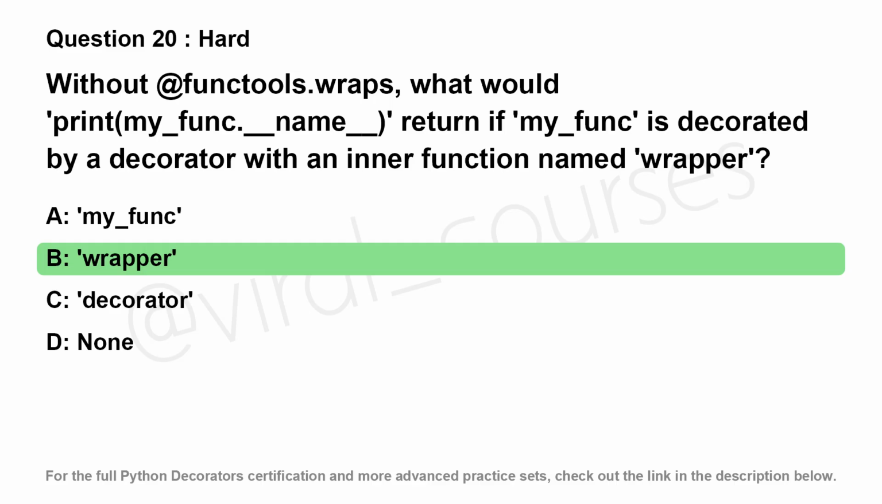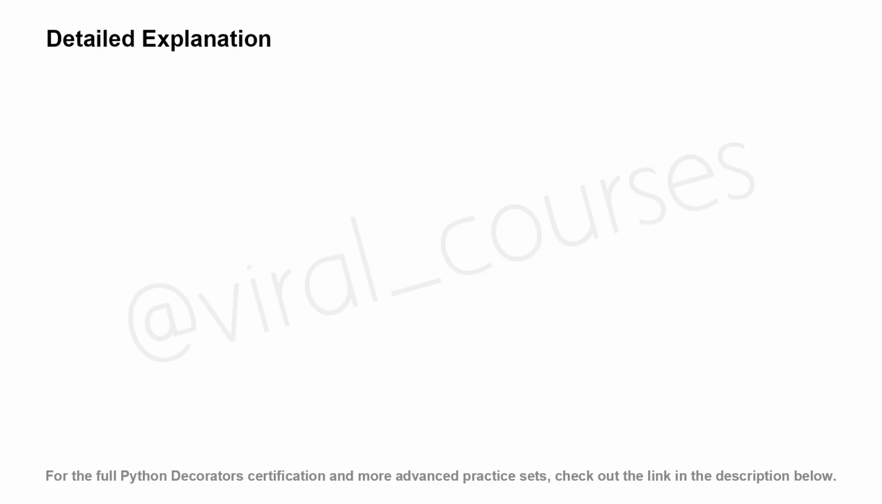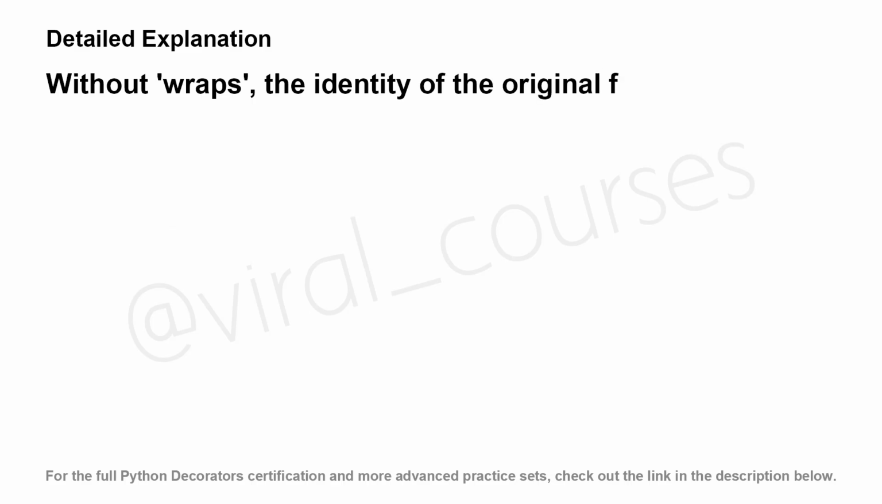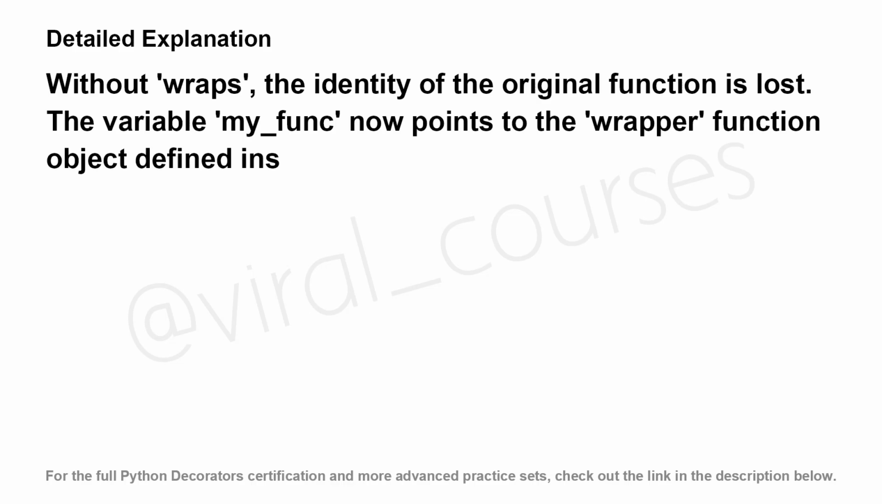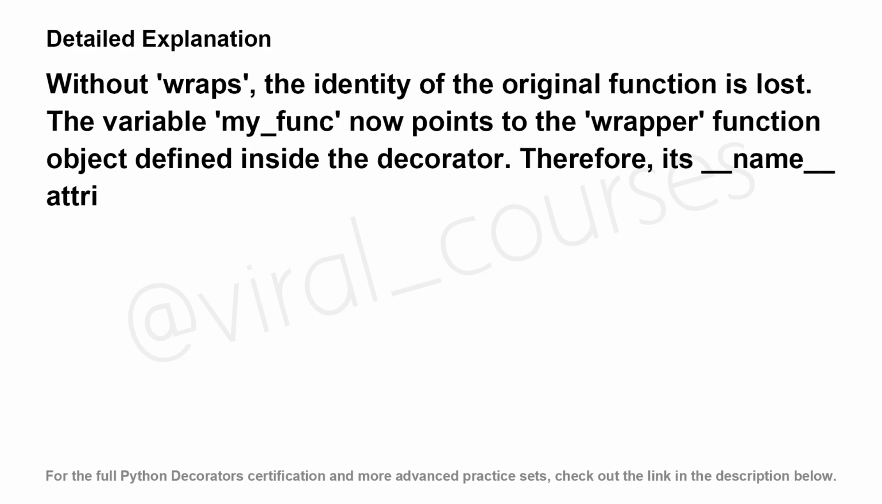The correct answer is B. Without wraps, the identity of the original function is lost. The variable my_func now points to the wrapper function object defined inside the decorator. Therefore, its __name__ attribute will be wrapper.